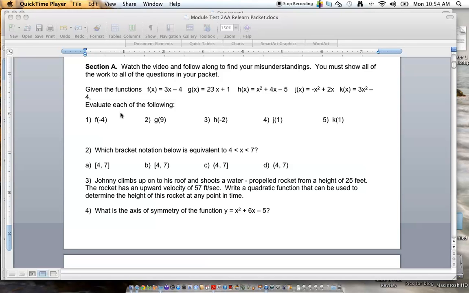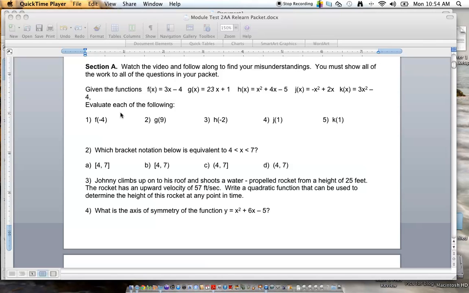Okay, so as always, do section A. These questions do not align to your test questions verbatim, but the content, the material tested, does align very well. So let's just make sure we go through each of these questions and you understand what you're doing.